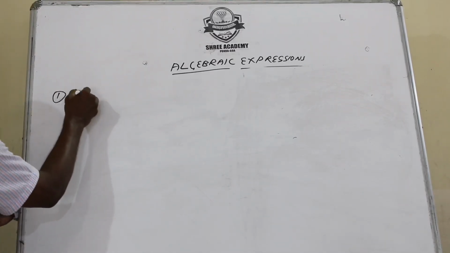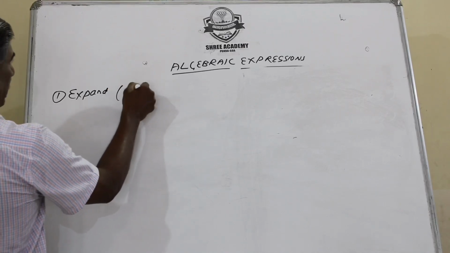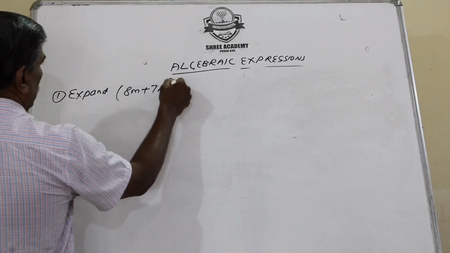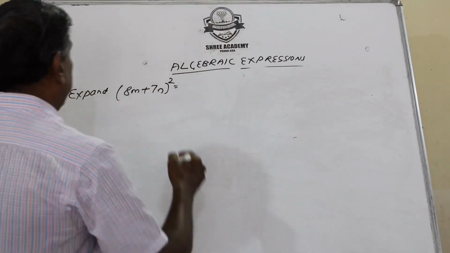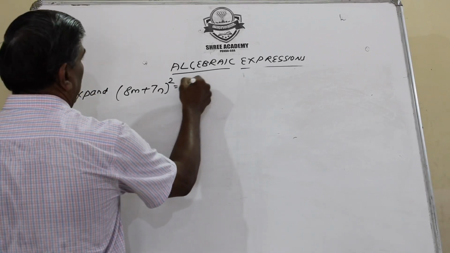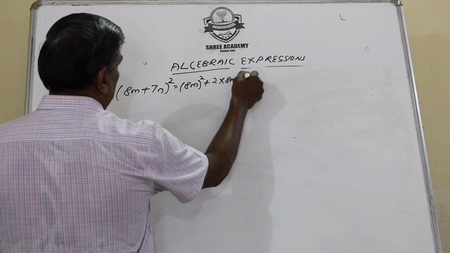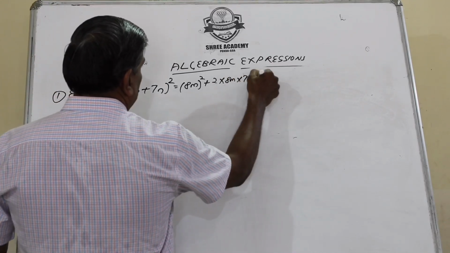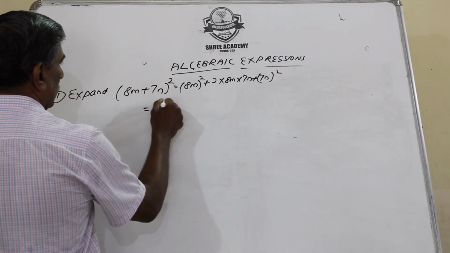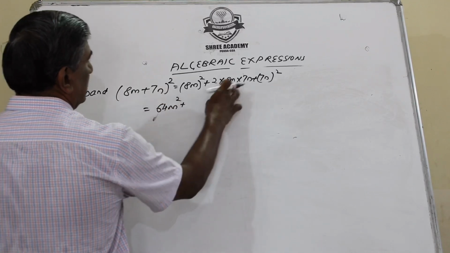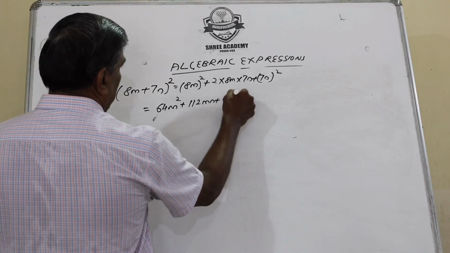So first is expand 8m plus 7n the whole square. The first and the most important thing for you to do is write in the correct format. So this becomes 8m the whole square plus 2 into 8m into 7n plus 7n the whole square. This is nothing but 64 m square plus 112 mn plus 49 n square.